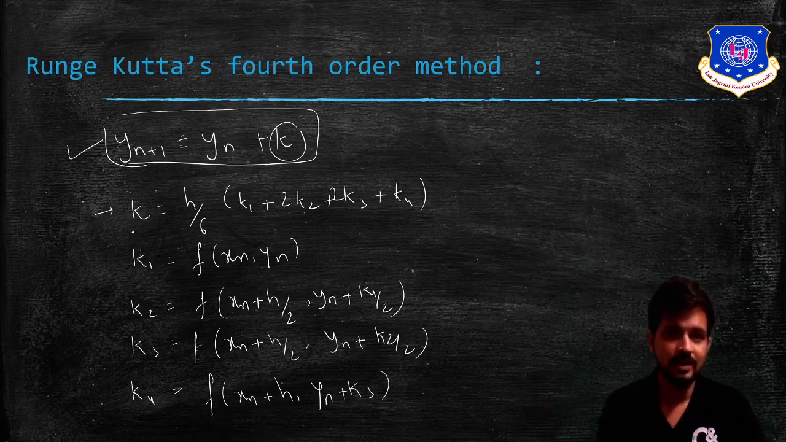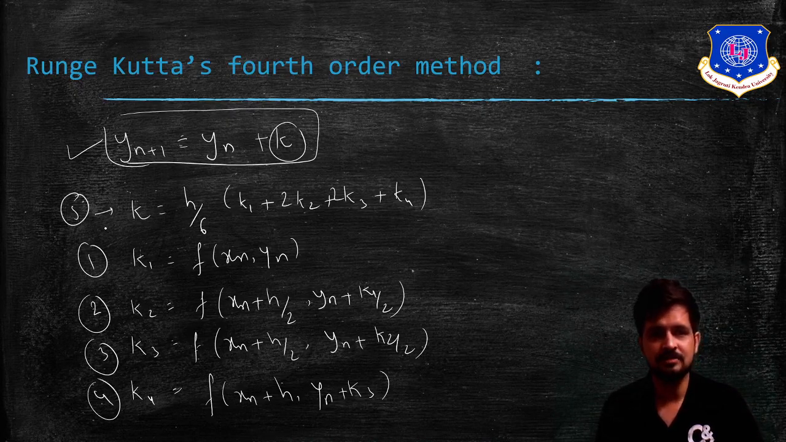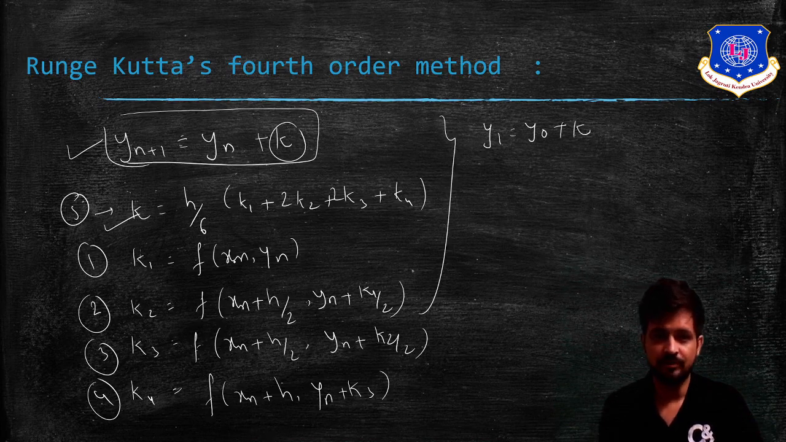So to solve the numericals, you have to start from here. First of all find k1, then k2, k3, k4. Then place all these values in k and then place in this value. If you want to find y1, then y1 can be written as y0 plus k. In place of xn, yn, you have to write x0, y0. So in this way you can solve the numericals of Runge-Kutta fourth order method.